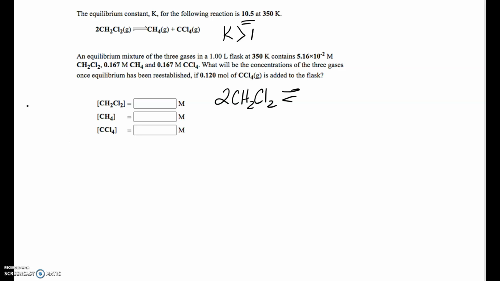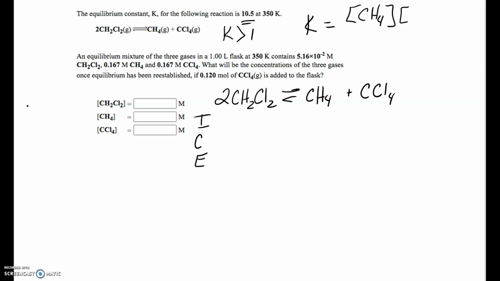So we would say K equals the equilibrium concentration of CH4 times the equilibrium concentration of CCl4, those are the products, over the reactant. Now, notice the reactant in this balanced equation has a coefficient of 2. So we're going to have to square the value of the equilibrium concentration in that expression. There's another spot we're going to have to be careful with, when you have a balanced equation with some coefficients other than 1.